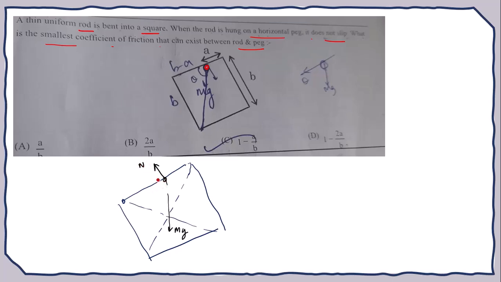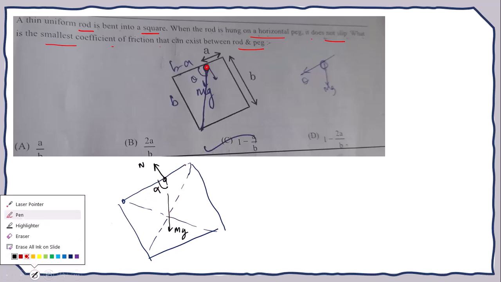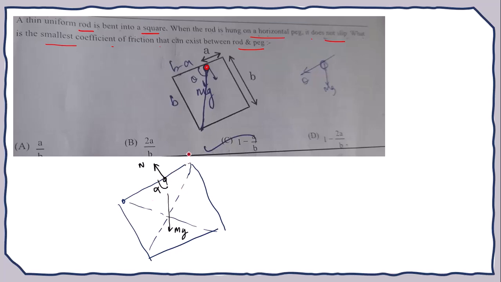Let us say this angle is alpha. Now I can say clearly, if I concentrate on the triangle, let us say triangle ABC, this angle is 45 degrees. And what about this angle? Let us say this is x. Now x is basically equal to 180 minus 45 minus alpha. Okay, this is the x angle.